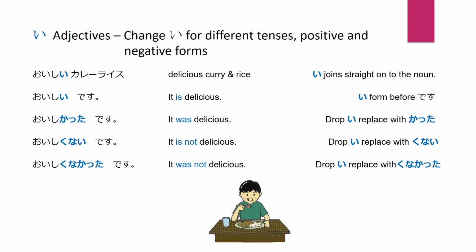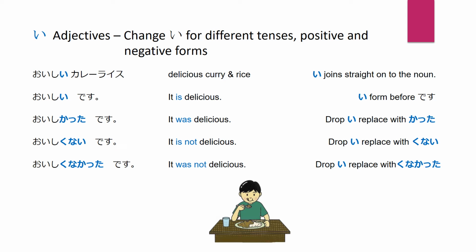Let's look at the next one. Oishii desu. It is delicious. Just keep the i to mean is in the present tense. And it's positive. It's something we are doing. So, oishii desu. It is delicious. Oishikatta desu. Drop the i, add katta, and then it makes it was. Oishikatta desu. It was delicious.